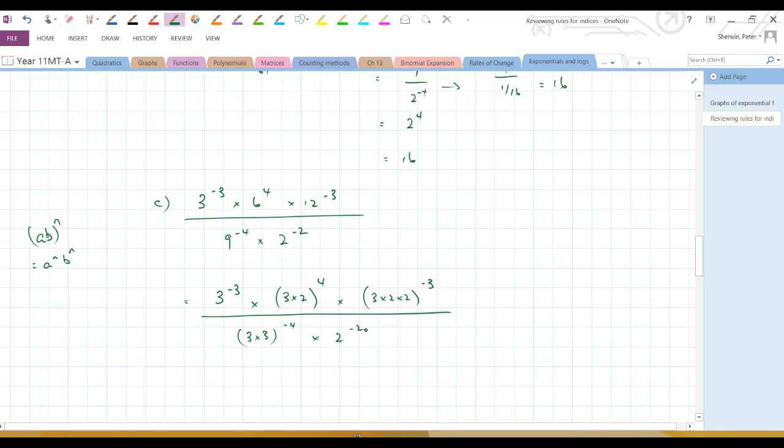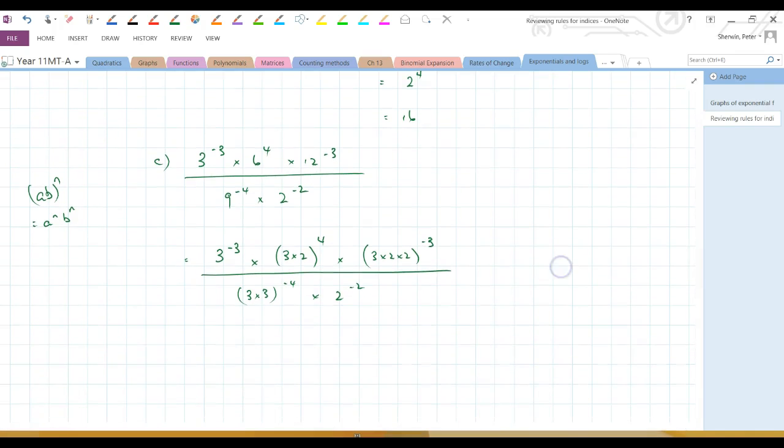Because if I've got the same base, I know I can use my add and subtract rules for multiplication and division. So now I'm going to take my brackets out. So I've got 3 to the minus 3, that hasn't changed. Look at this, 3 times 2, this is now my ab to the n, isn't it? It's 3 to the 4 by 2 to the 4. So you see what's happened there?